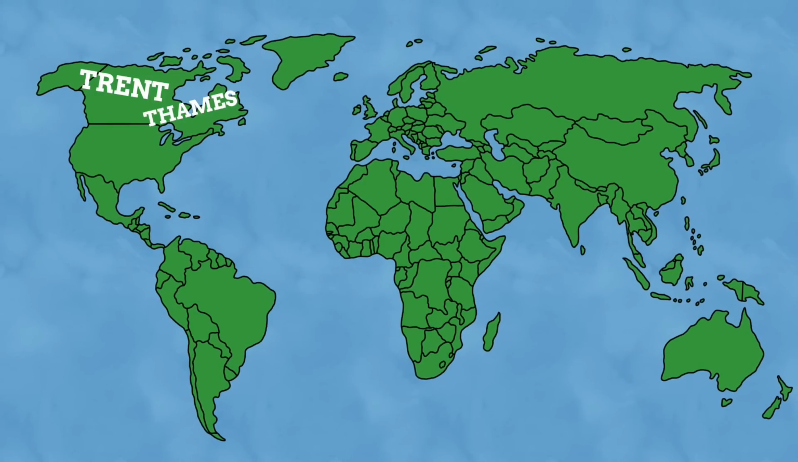For example, a Thames River can be found in Ontario, Canada, and a Trent River can also be found in Ontario, as well as ones found in New Zealand and the USA. And Australia has no less than 5 different rivers all called the Avon too. Seriously, these names are everywhere.